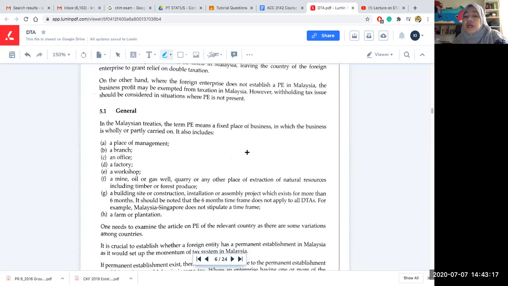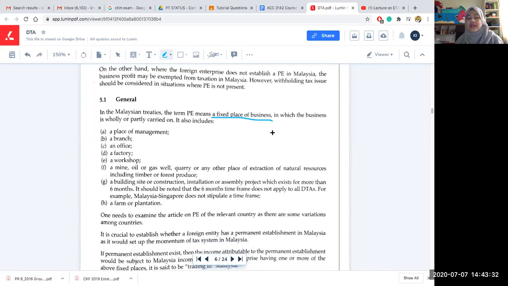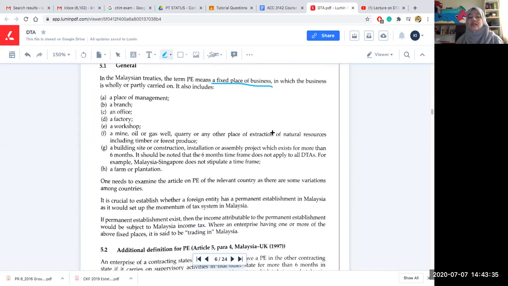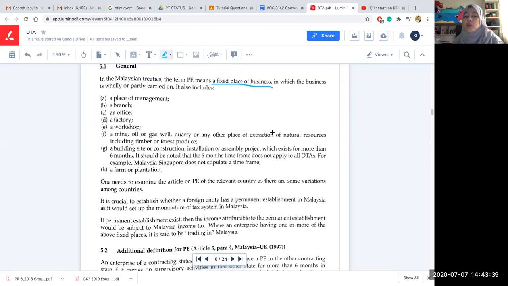So they give you some of it, for example, a fixed place of business. If you have a fixed place, an office, for example, the business is wholly or partly carried on there. So it includes, for example, a place of management, a branch, an office, a factory, a workshop, a building site or construction that exists for more than 6 months, a farm or plantation.